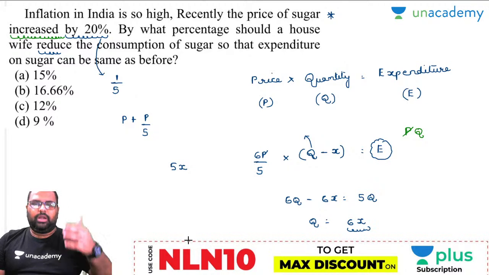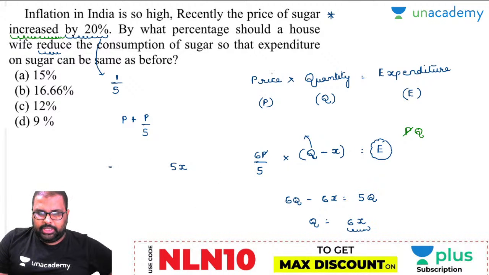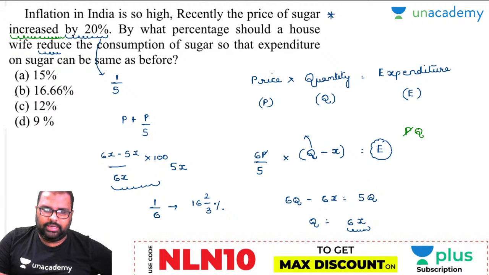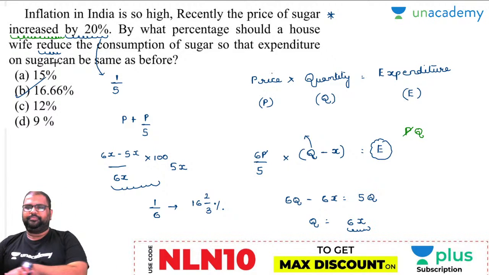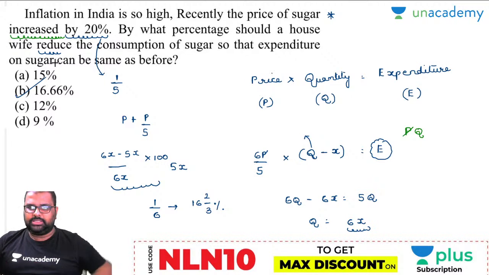Now what is the question? By what percentage should a housewife reduce the consumption? Previously you used to get 6x, now presently you have reduced. 6x minus 5x into 100, so automatically the answer will be 1 by 6. Am I right or wrong? So how much you have decreased? 1 by 6 is nothing but equal to 16 2 by 3. 16 2 by 3 percentage is equal to 16.66 percentage. This is your answer, right? So this is the thing, changing into percentages and questions. Very good.